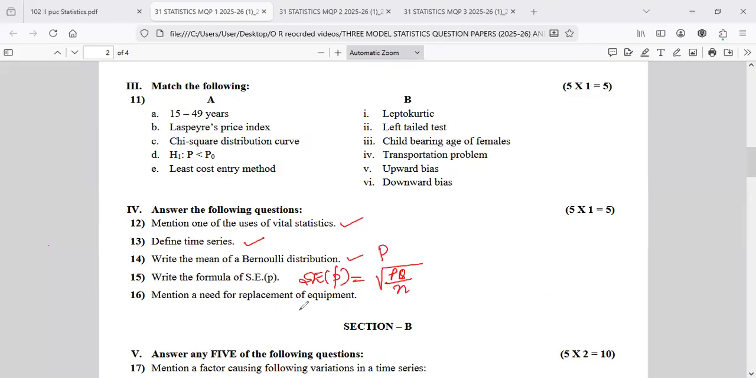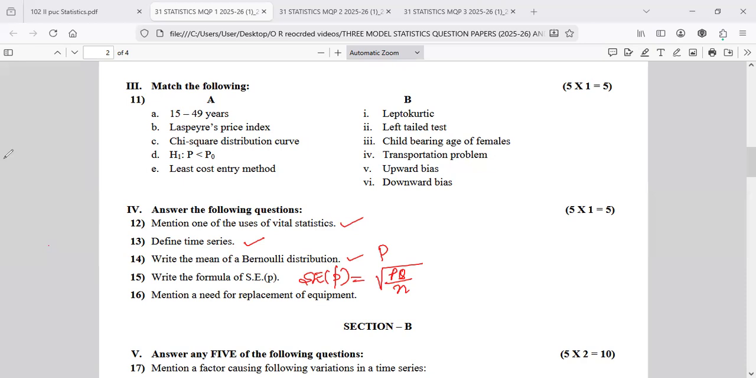16th one, mention a need for replacement of equipment. Yes, simple question. Mention a need for replacement of an equipment. So simple answer, maintenance cost increases day by day. So we want to buy a new machine according to the demand. So new machine, new technique we require. So that is also the second one. The first one is very simple. Maintenance cost increases day by day. So that is a need for replacement of an equipment.